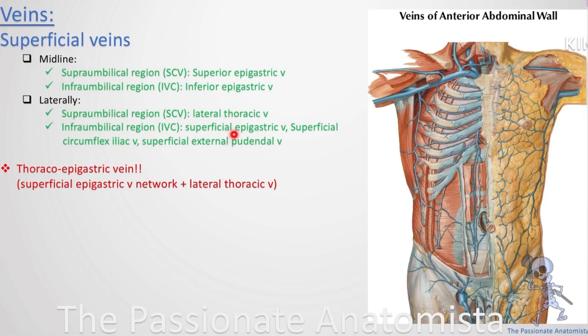Just one thing I want you to know, that we have a vein here called the lateral thoracic vein, and the lateral thoracic vein also drains from the lateral abdominal wall, and it is actually connected with the superficial epigastric by something called the thoracoepigastric vein. Why is it important? Because this is one of the channels that is going to open if there is a blockage or a portal hypertension. I'm going to talk about the idea now.